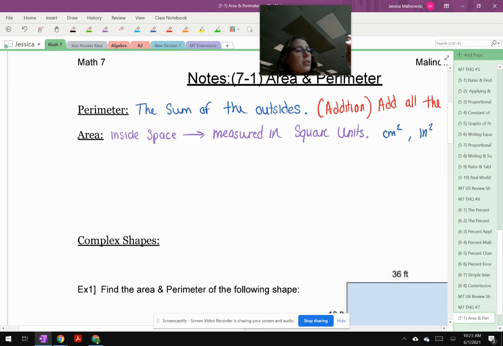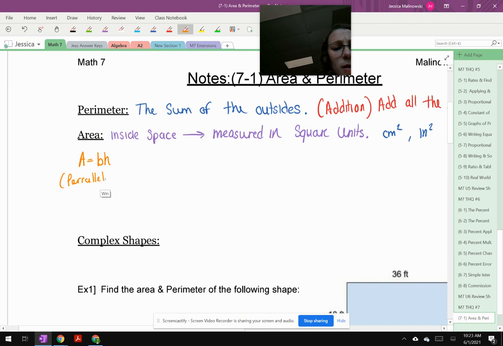Your area formula differs based on what kind of shape you have. So if you're talking about shapes like parallelograms, you have that basic area equals base times height. That's for parallelograms. I don't think I spelled that right.